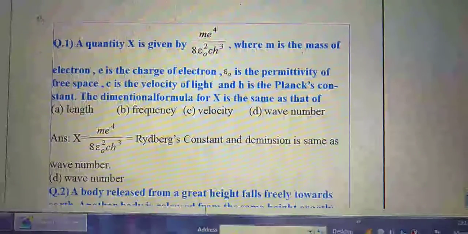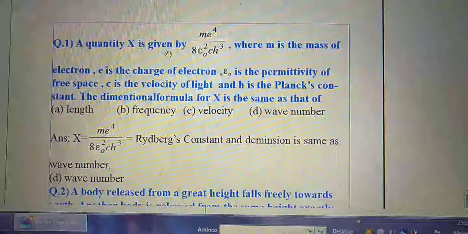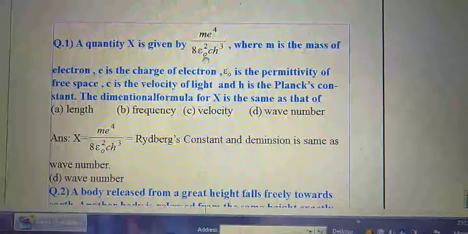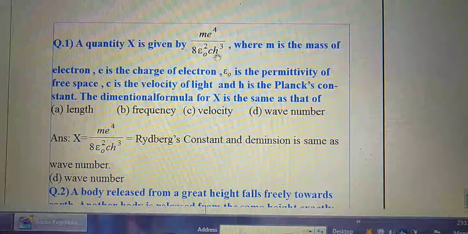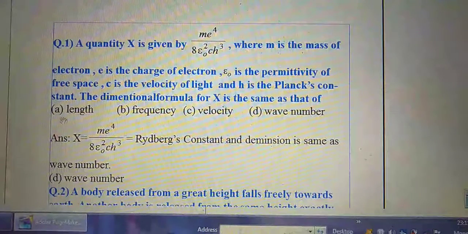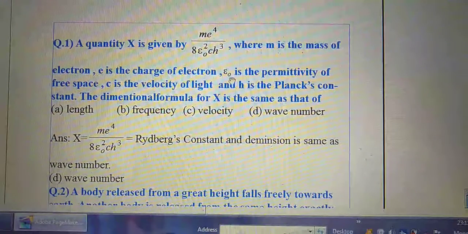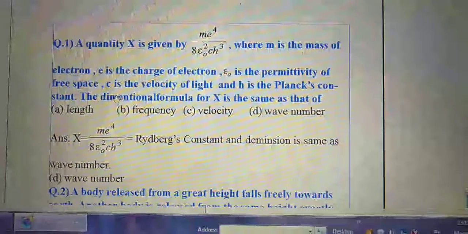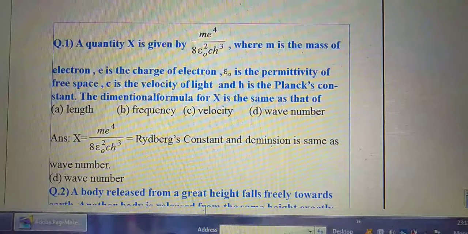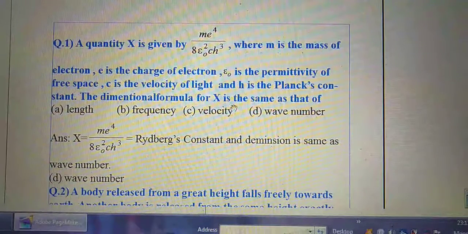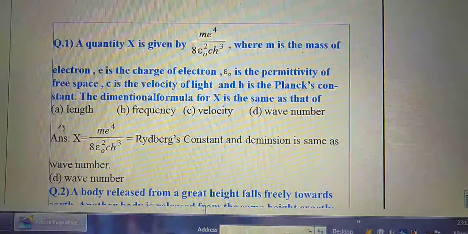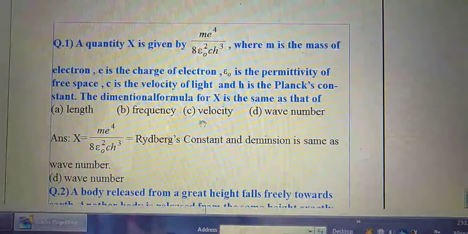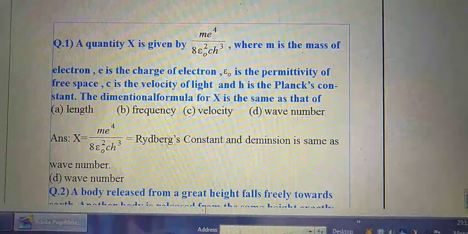First question: a quantity x is given by m e to the power 4 divided by 8 epsilon naught square c h cube, where m is the mass of electron, e is the charge of electron, epsilon naught is the permittivity of free space, c is the velocity of light, and h is Planck's constant. The dimension of x is the same as that of: option A length, option B frequency, option C velocity, and option D wave number.